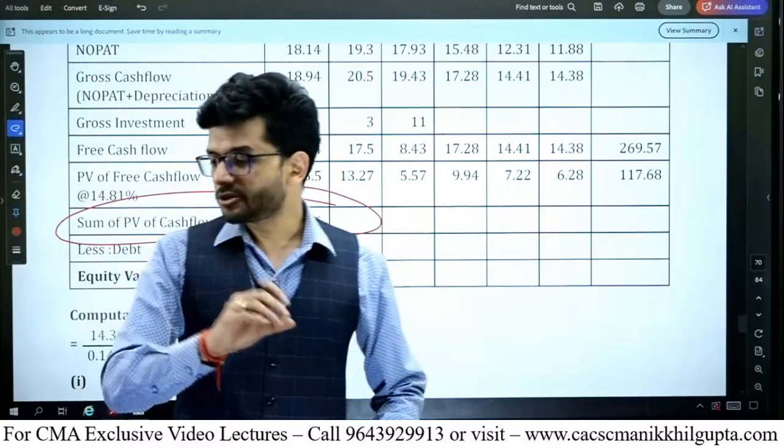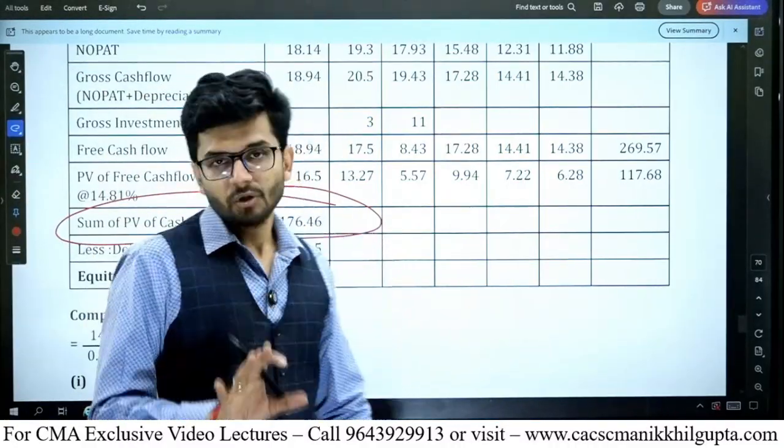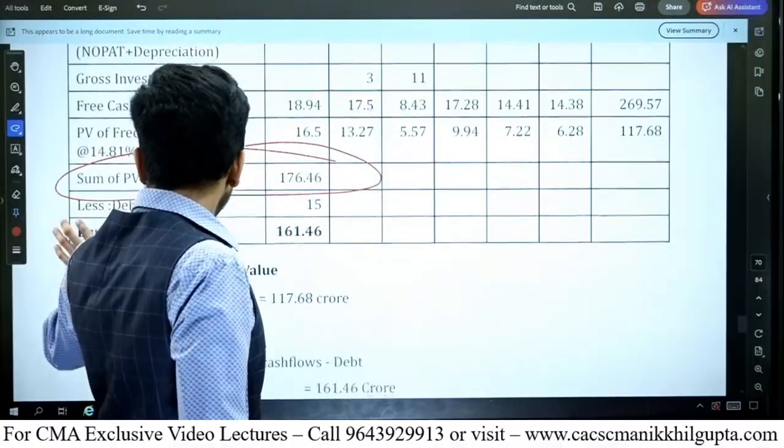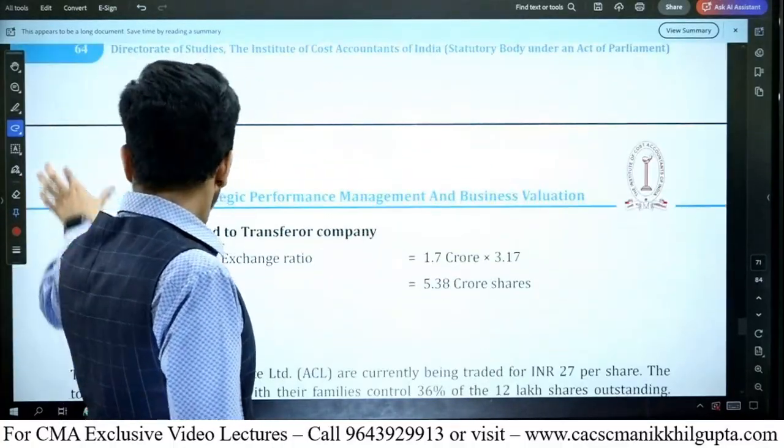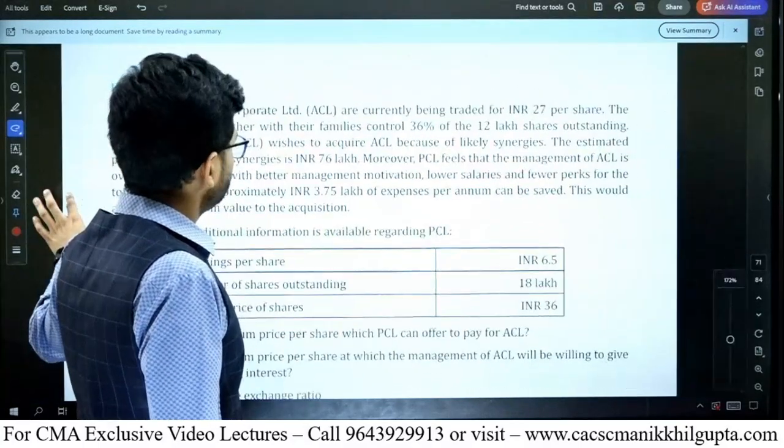Rest of the entire calculation is absolutely straightforward. So that is how the answer is required to be calculated. Value of the company is also given to you. Okay, sir, got it. Illustration number 7.